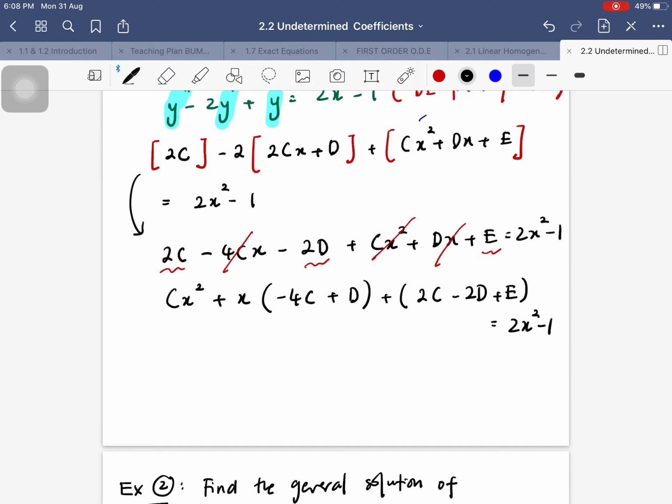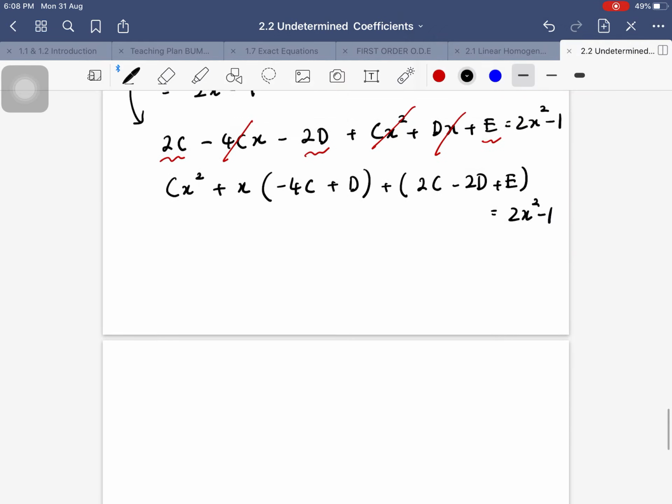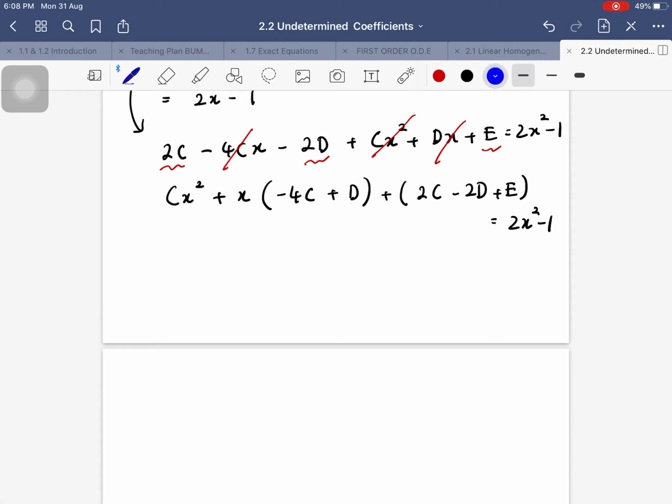So let me add another page. Okay, so now I'm going to start comparing like what I've said to you just now. I'm going to start with the highest power, which is going to be x to the power of 2. Okay, now let's compare the coefficient. For x to the power of 2, on the left hand side, I have cx squared is equal 2x squared.